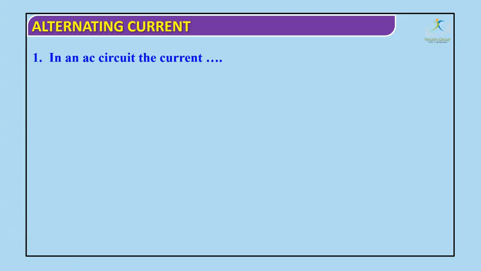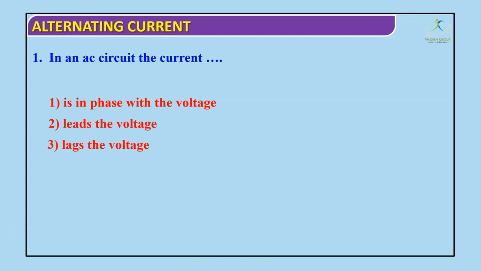In an AC circuit the current is in phase with the voltage, leads the voltage, lags the voltage, or any of the above depending on the circumstances. The correct answer for this question is the fourth, any of the above depending on the circumstances. That means it depends on what kind of appliances we use. In the case of an inductor, capacitor and resistance, this will be different. That may change, lead or lag.